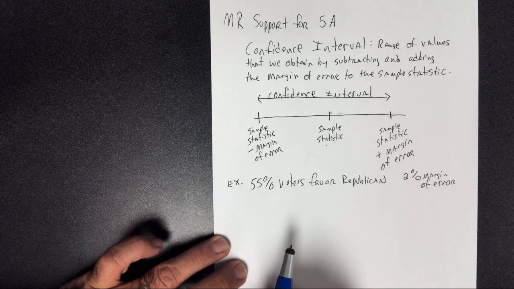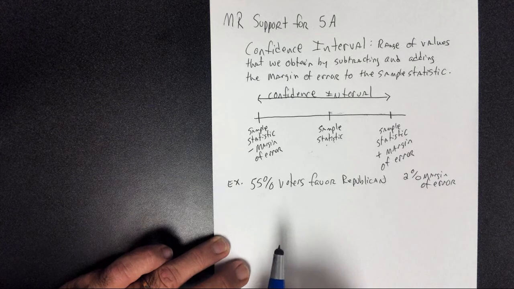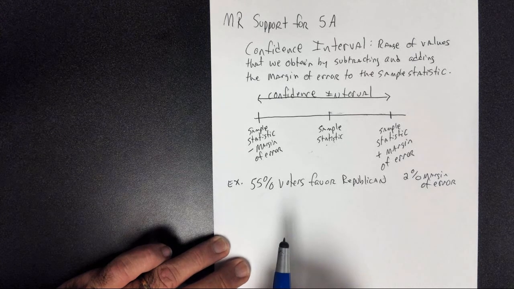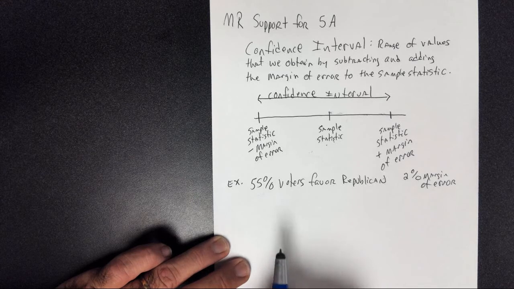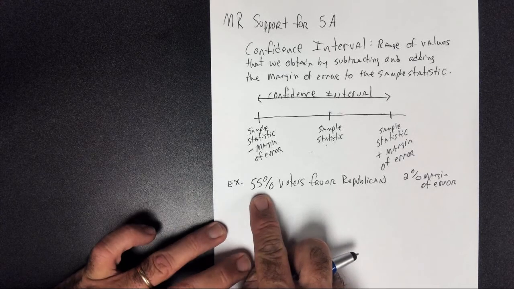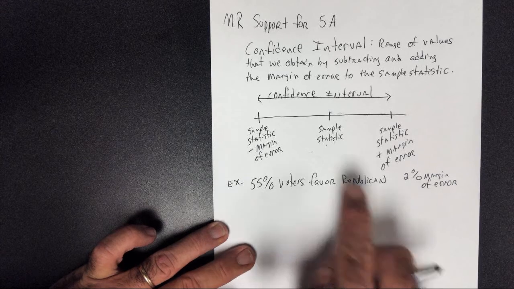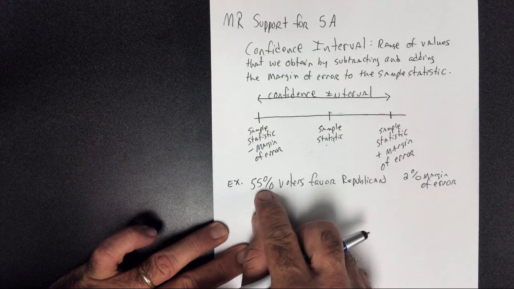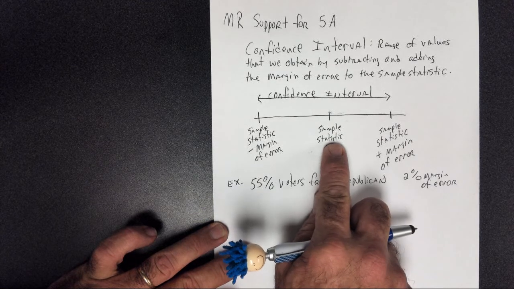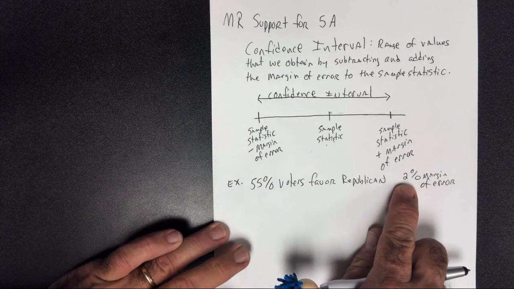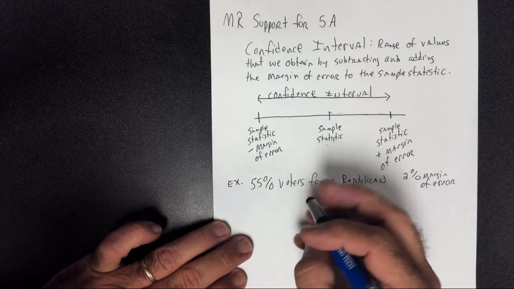So should we expect the Republican to win? Why or why not? So what we want to do, if this is 55% of the voters that voted for a Republican, we're going to set up our confidence interval. So let's set up the confidence interval. 55 is my sample statistic they're giving me, and then I'm going to subtract 2%, and then I'm going to add 2%. So here we go.